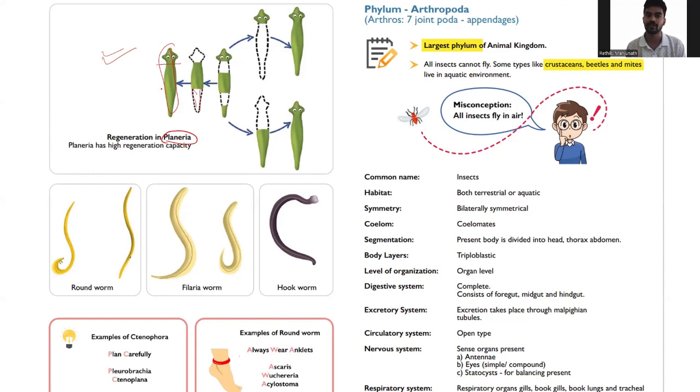Suppose you have cut them into three parts. This is the first part, this is the second part, and this is the third part, right? So what happens is from this part, actually, you will see another growth, and from this part, you will see another growth. So in this way, in some organisms, you will see a greater amount of regeneration, that is high regeneration capacity.